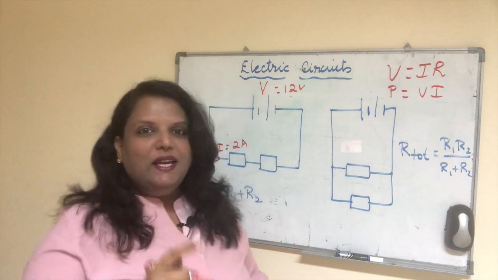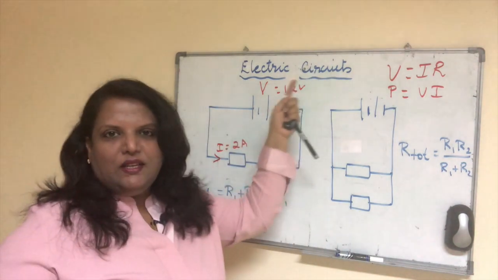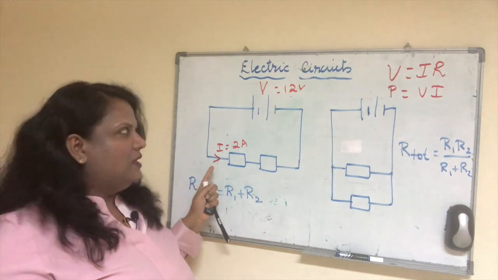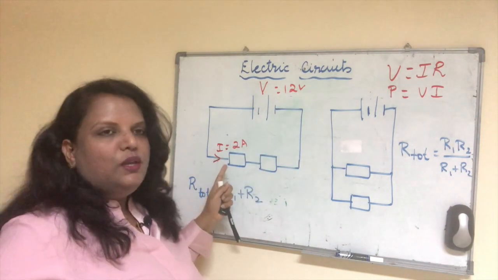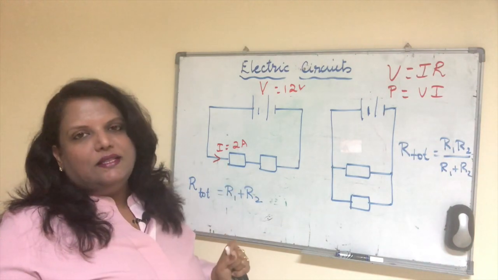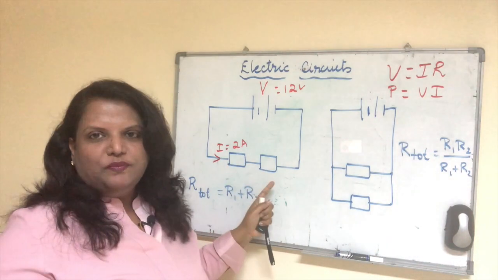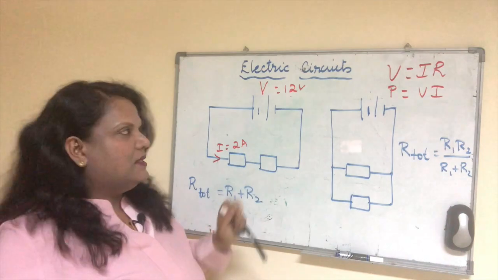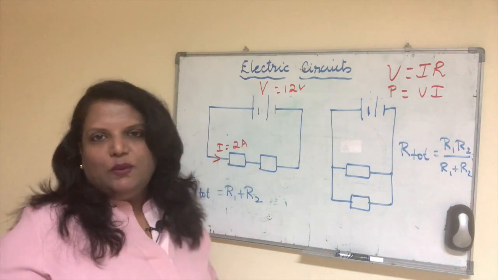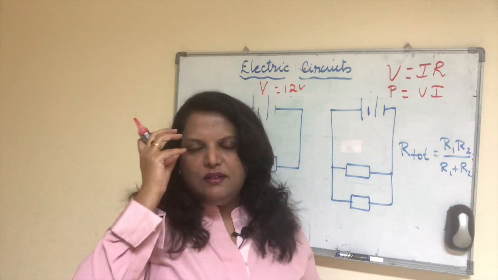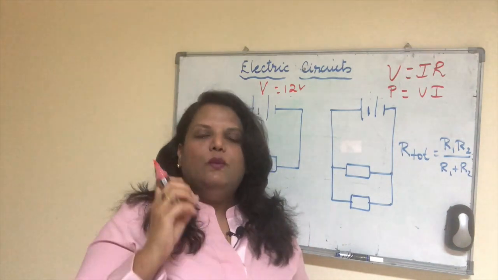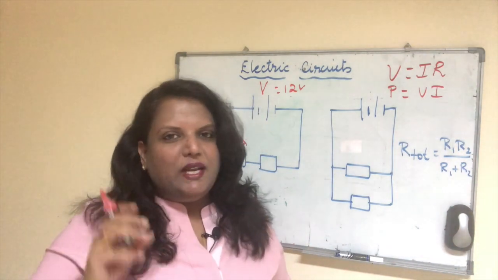But that's wrong. Why? Because you're taking the V of the battery and using it for this component. This whole 12 volts will not be used up by this resistor alone. It's shared between the two. So if they have equal resistances, it will be divided equally. You will get 6 volts and 6 volts. I'm trying to take away the misconception: the V is equal to IR formula, you cannot just blindly use it.